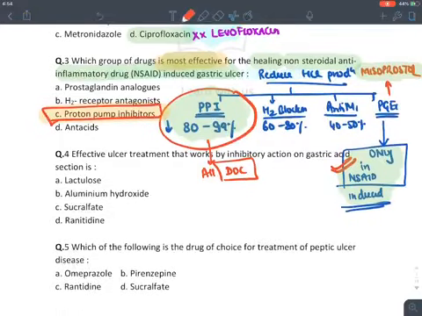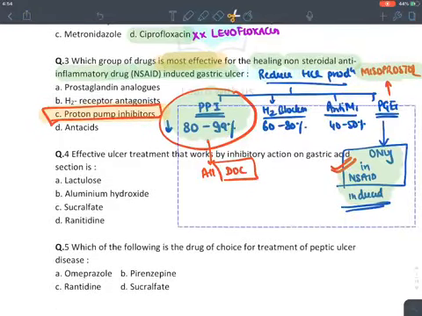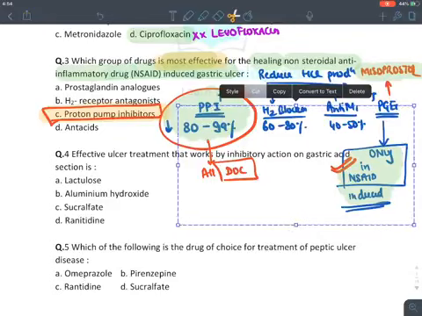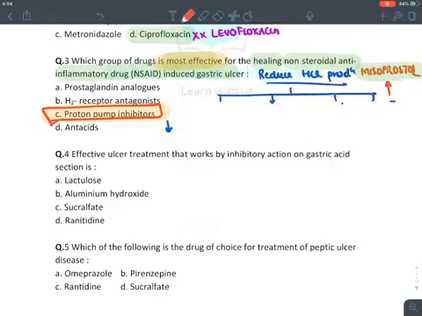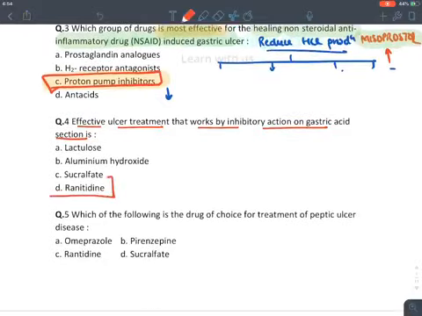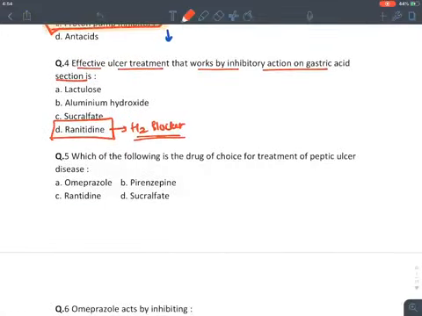Okay. Now, effective drug in the treatment of ulcer that works by inhibiting the action of gastric acid secretion. So the answer is ranitidine. What is ranitidine? Ranitidine is an H2 blocker. Okay, H2 blocker.